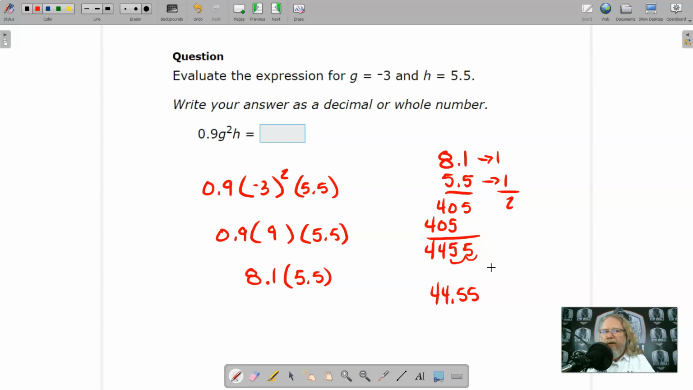Now you could always check your work with a calculator. I encourage you to be able to do it by hand, but if you wish to use a calculator, that's all right. If you want, try it by hand and then use the calculator to check your work.